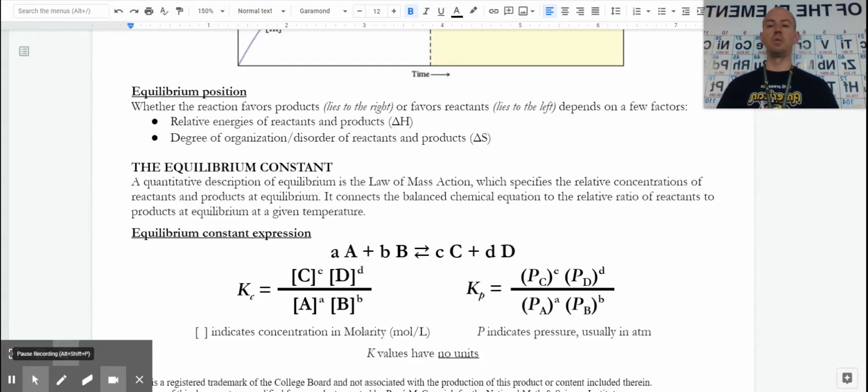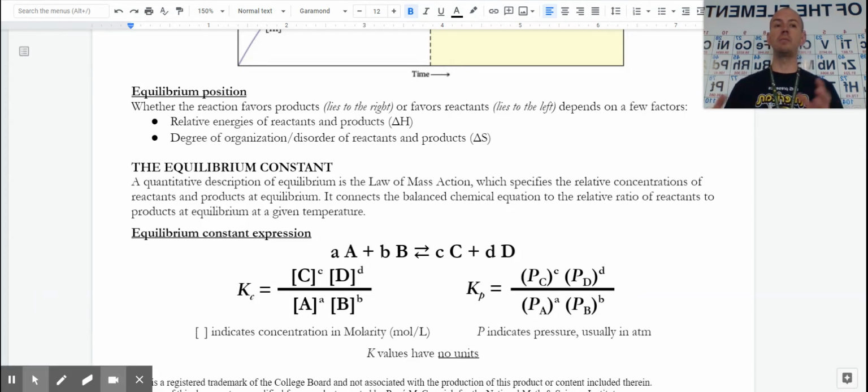So as we started equilibrium, we said that the rate of forward and reverse reactions, or of those opposing processes, are equal, but the amount of each thing may not be equal. So the question would be, how can we know how much of each thing we have? It is determined by the energy, it is determined by the organization and the disorder. But why do we have a certain amount?